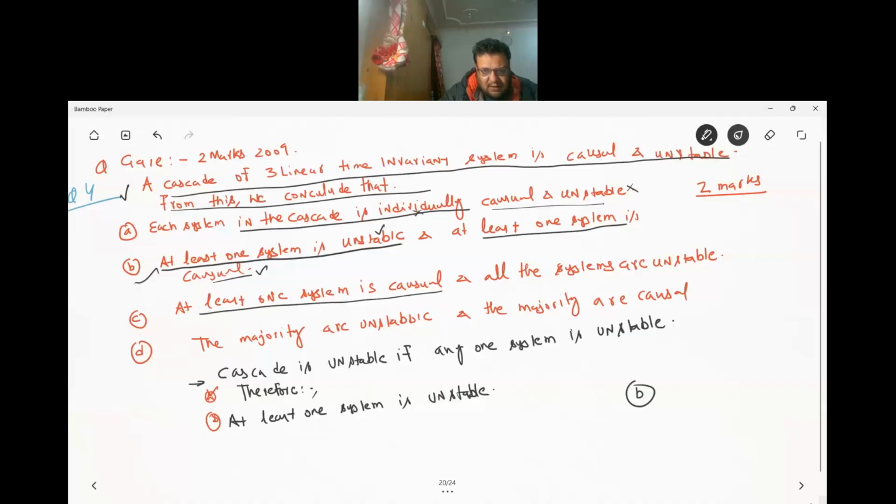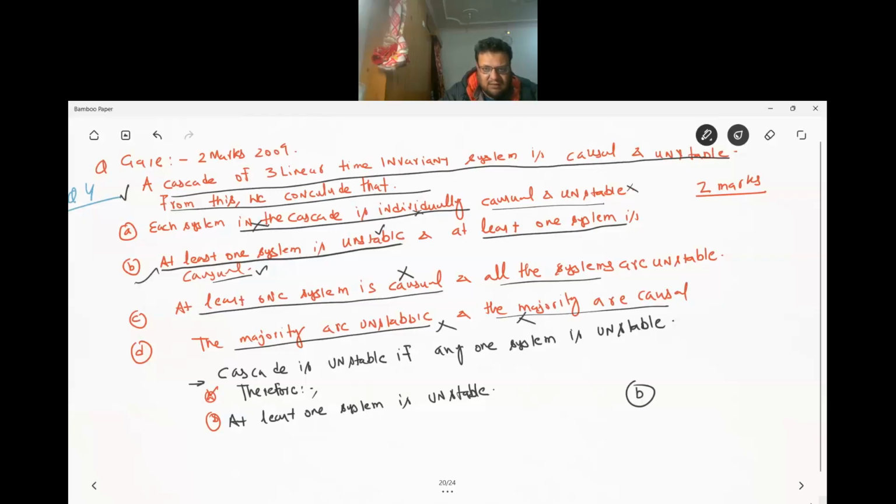This looks okay. Let's see. At least one system is causal, and all, no, this is wrong. At least one system, all the systems have to be causal. The majority are unstable, and the majority, no, this is wrong. This is wrong. Now, this is also wrong.